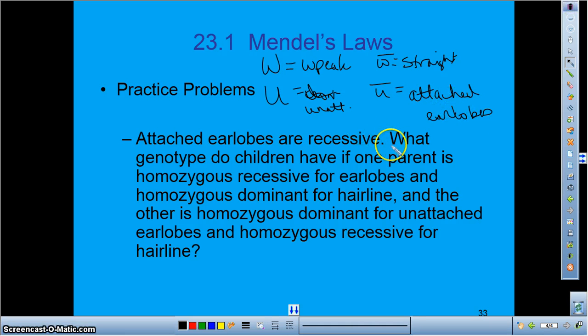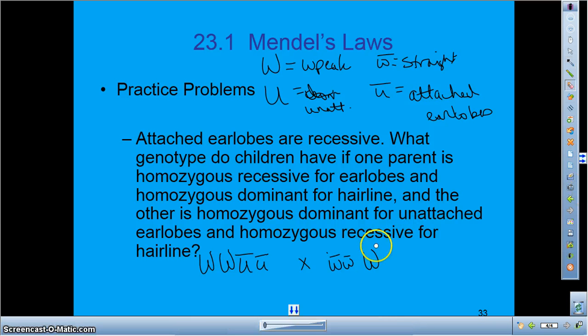All right, so let's go back to the question. It says, what genotype do the children have if one parent is homozygous recessive for earlobes? So here's one parent, homozygous recessive, and homozygous dominant for hairline. So big W, big W. And the other parent is homozygous dominant for unattached and is recessive for hairline. So little w, little w, and big U, big U.